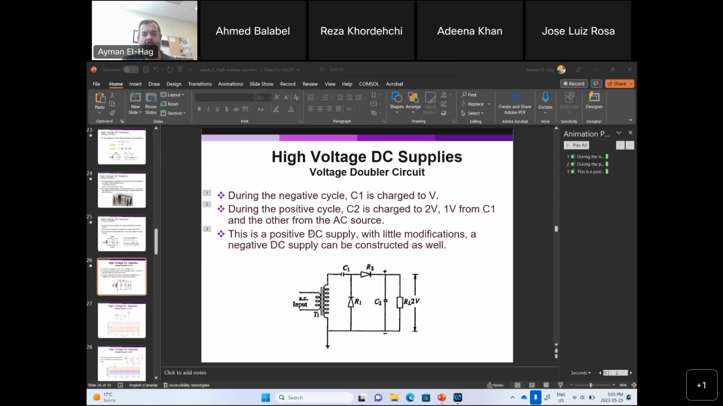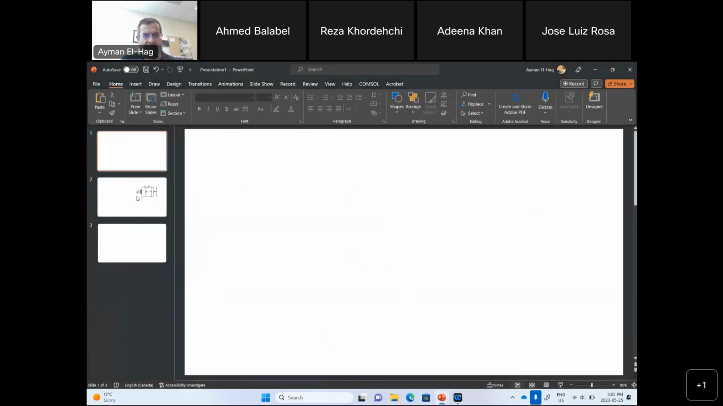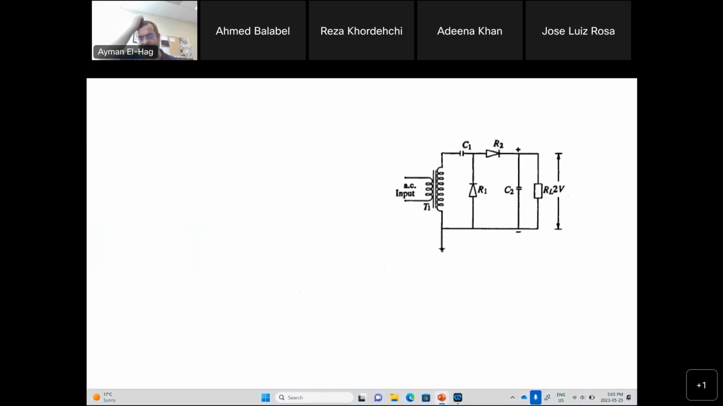Okay, so now we talk about the doubler circuit. Let me again go back here and let me try to explain it. The fundamental of the doubler circuit is basically basics of electronics, something that you studied a long time ago, so I'm not sure if you still remember. So I thought, okay, let me just go back to the fundamental. So assume that we have an AC supply here. I will start with the negative cycle.